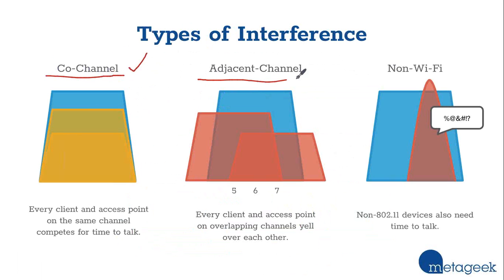The next type of interference is adjacent channel interference. Adjacent channel interference happens when we have networks and client devices on partially overlapping channels. So let's say that we have a network on channel 5 and a network on channel 6 and a network on channel 7. Instead of politely taking turns talking, all of these networks and all their connected clients are just going to yell and scream over each other.